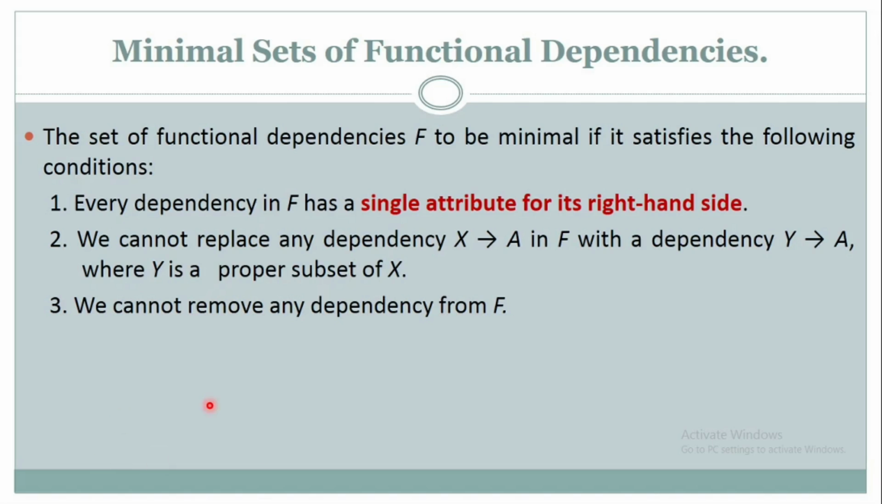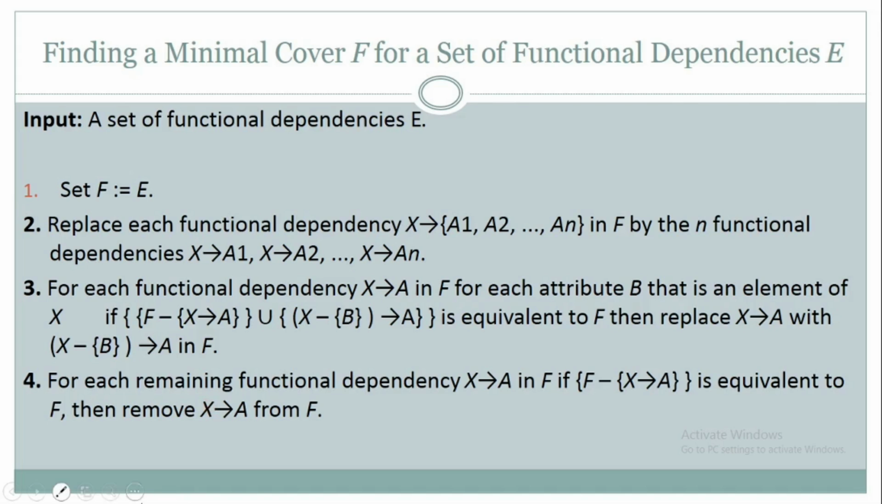Okay, let us look into the algorithm of a minimal cover. Set F equal to E. Now replace each functional dependency. What I said in the previous criteria is that the right hand side should be single. As you can see here, we need to split the right hand side, X determines A1 to An. We just split it as X determines A1, X determines A2, and so on till X determines An. This is how we split the right hand side of the functional dependency.